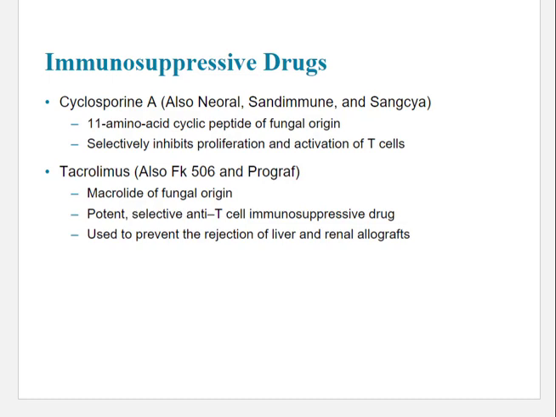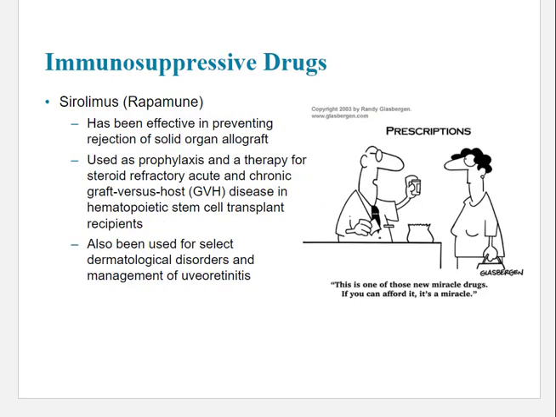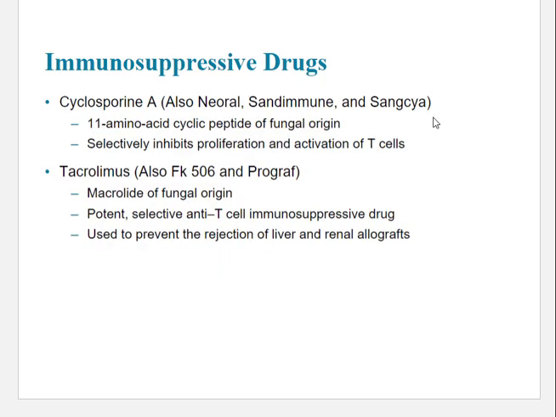There's another one coming up. Yes, that one, sirolimus, but that's less common. So let's go back. Cyclosporin A, look at this, it selectively inhibits proliferation and activation of those T cells. So for all you guys that just went through serology, that should sound familiar, right? So cyclosporin, remember what it does.